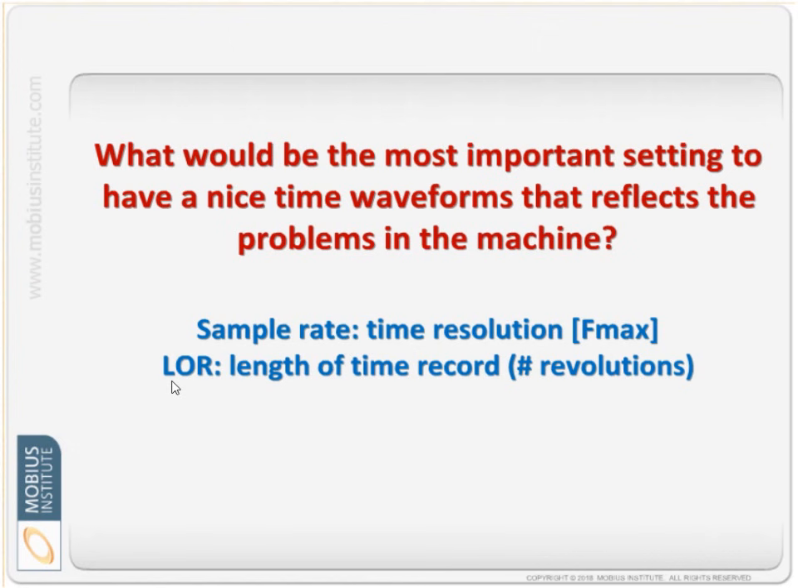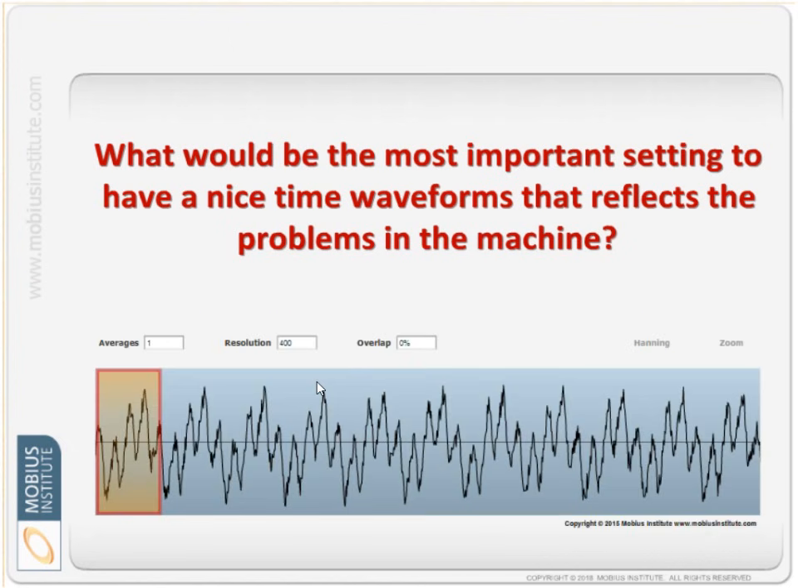So that's all fine, but that doesn't determine how many samples we collect. The lines of resolution setting determines the length of the time record. Now, let's illustrate all this. So here's my time waveform that we saw earlier. If I use this lines of resolution setting of 400 lines, this is just a simulation, it's only going to collect enough of the time waveform so that it can produce the spectrum you ask for. It just has 400 lines.